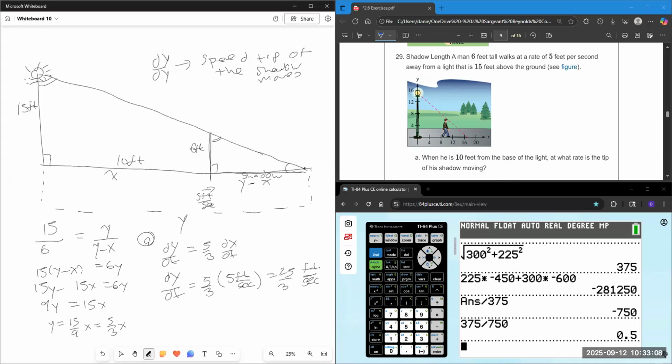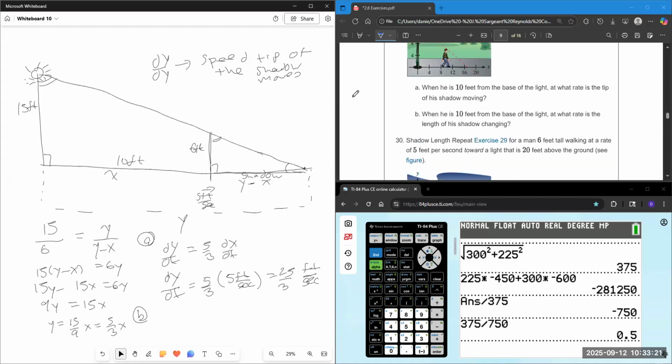Because it's related to this distance y here. So for part B, we're going to be asking about the rate of change of the length of the shadow when he's 10 feet away. And again, the 10 feet is not going to matter at all, but we're considering the rate of change of this distance here, y minus x, with respect to time.